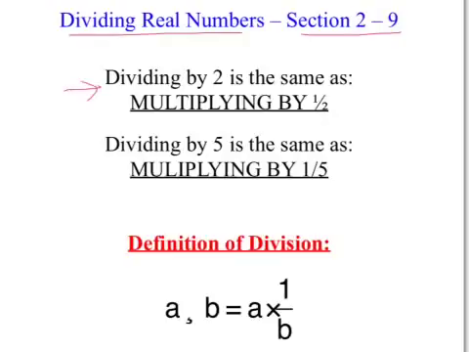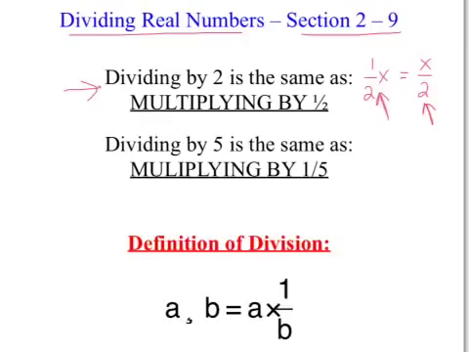Well, you guys have asked some great questions this week. You've asked me, is 1/2 x the same thing as x over 2? Well, yes, because dividing by 2 is the same thing as multiplying by 1/2. All right, so dividing by 5 is the same as multiplying by 1/5.